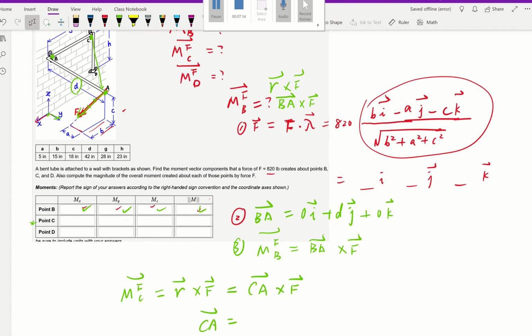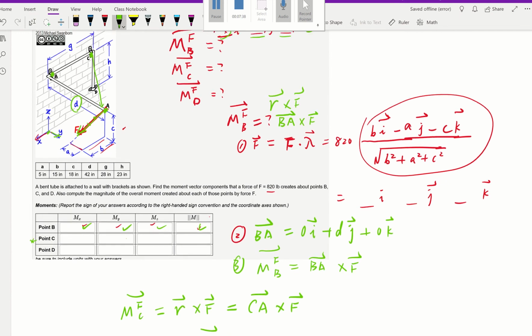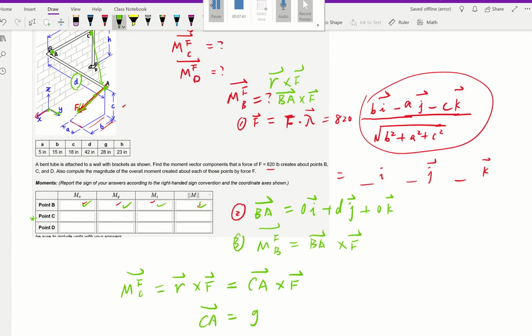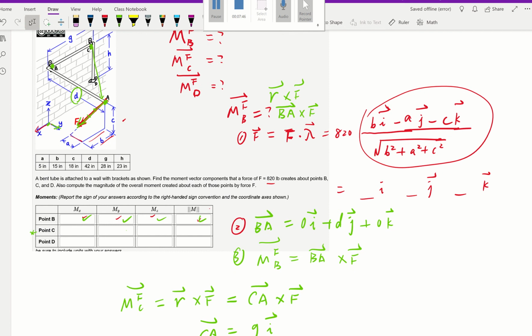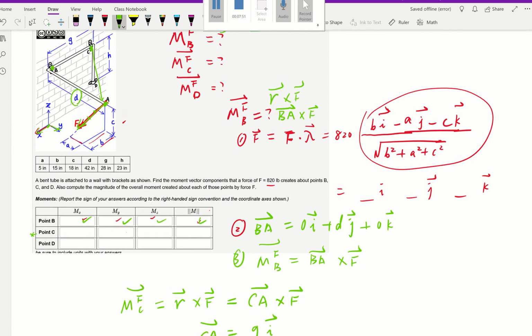CA, their x coordinate. So it's A minus C, right? Final minus initial. A is ahead of C, so it's going to be positive, right? Since it's A minus C, and C is actually negative x, so 0 minus negative G, that's going to be G. So it's GI. Again, it's A minus C. A is ahead of C in terms of the x direction.